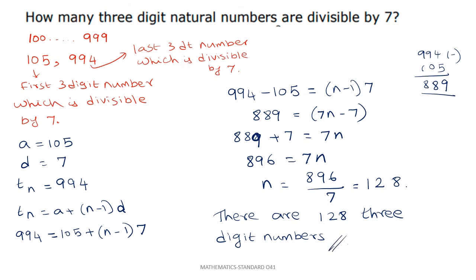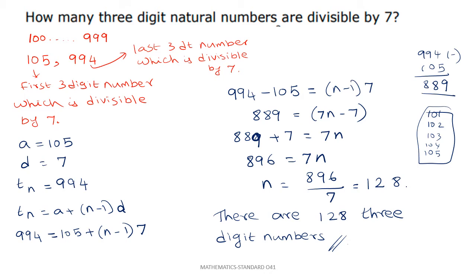So here you can use any term, either Tn or An, it's up to you. We can use any letter, okay? And this is one very important question, children. How many 3-digit natural numbers are divisible by 7? You should remember only two things, 105 and 994. But if you don't want to remember, then you can do like 101, check, is it divisible by 7? Then 102, 103, like that one by one you can check.